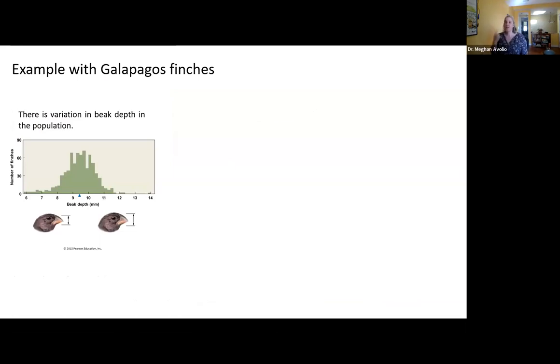So the first thing that I said you need for natural selection is that you have to have variation in a trait. And this is the range of beak lengths, beak depths, beak sizes that were observed in the ground finches. And you can see that there's a lot of variation here. This is a histogram.